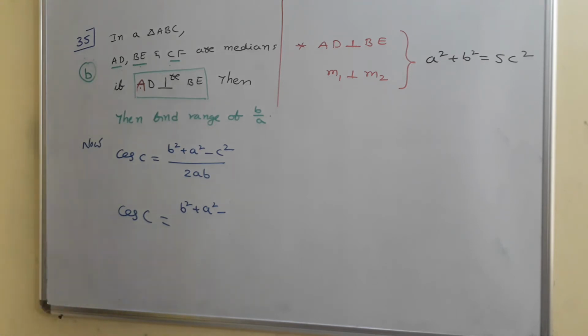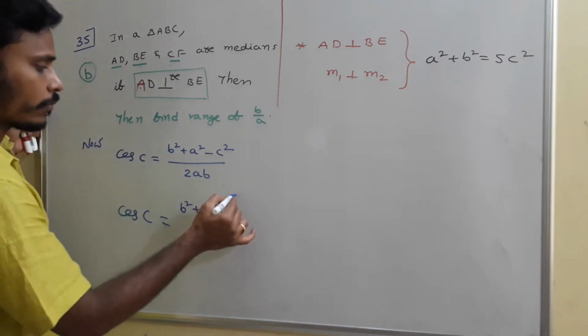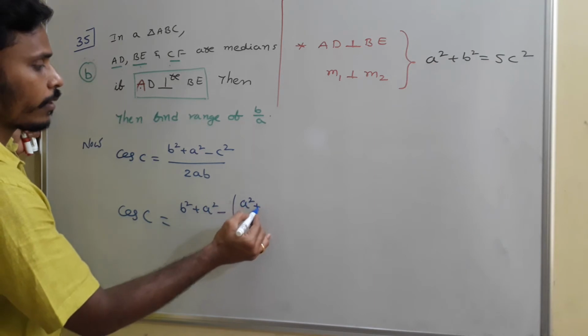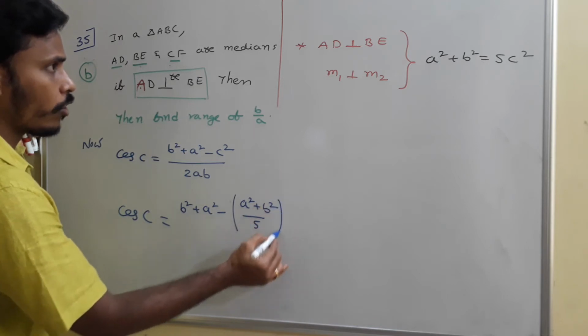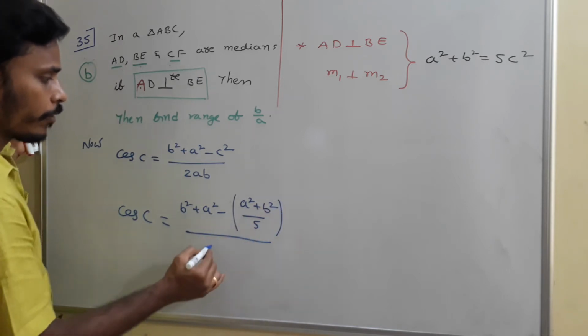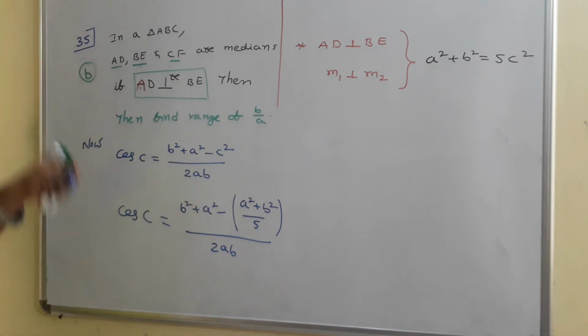Right. What do you say about that c square? Just think about it. 5c square is equals to a square plus b square. I need c square, and that c square is a square plus b square by 5. Okay, divided by 2ab, and then you just try to simplify it.